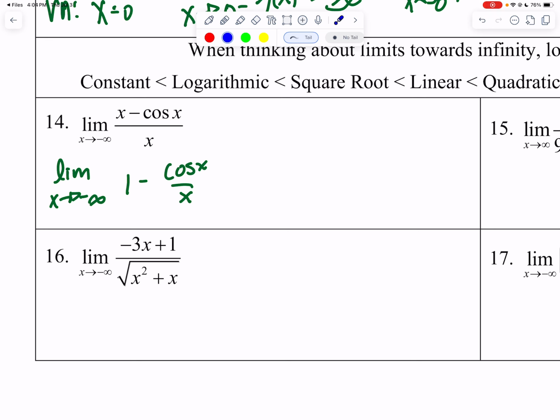Now, if I were to think about cosine, remember that cosine is bounded from -1 to 1. And then I have x. So this is going to tell me that whenever I'm bounded from -1 to 1 over a very small negative number, this right here, cosine of x over x, is going to approach 0. So this tells me that the limit as x approaches negative infinity of this lovely thing is going to approach 1, because this right here is going to approach 0.